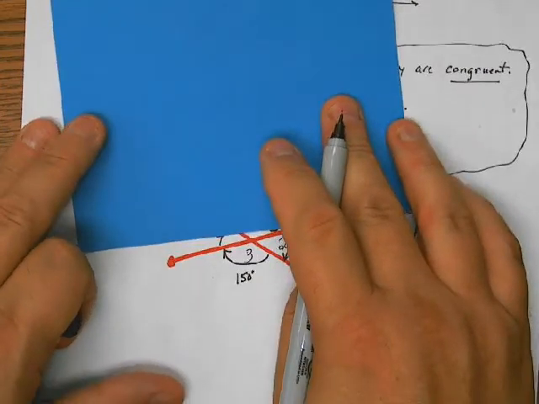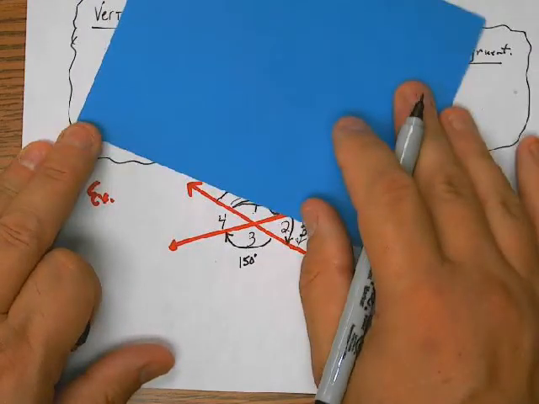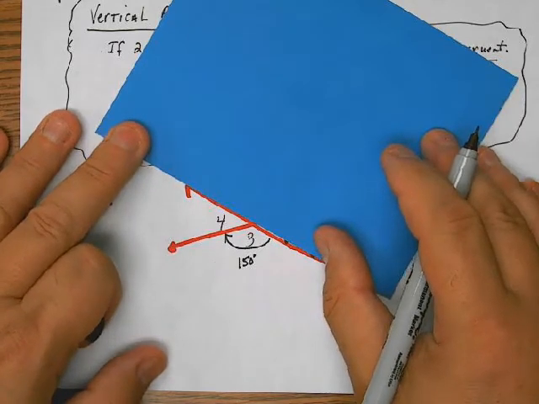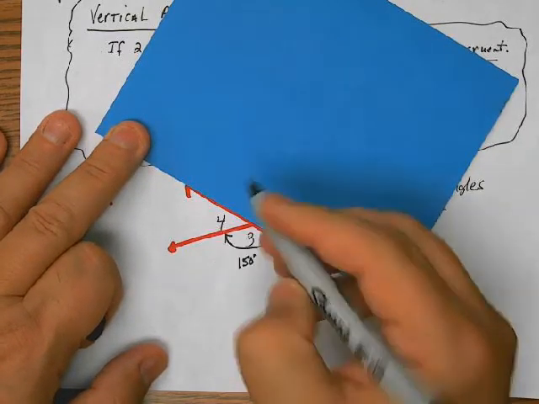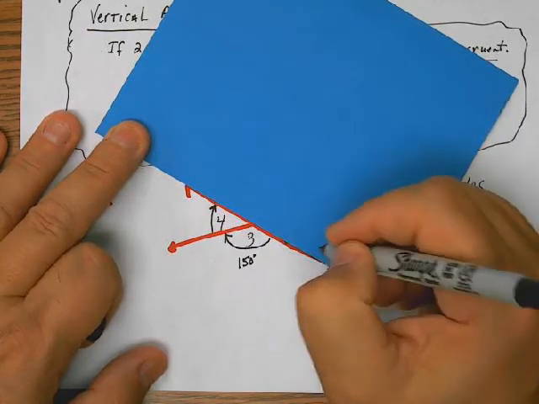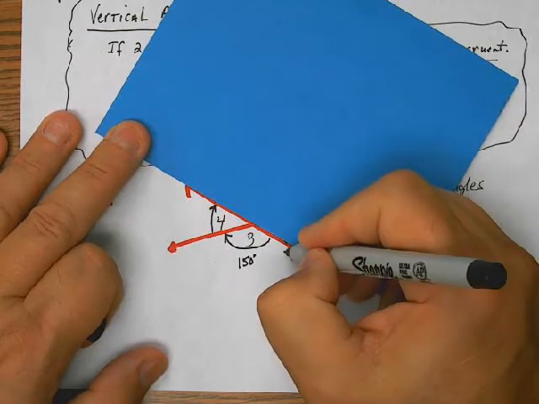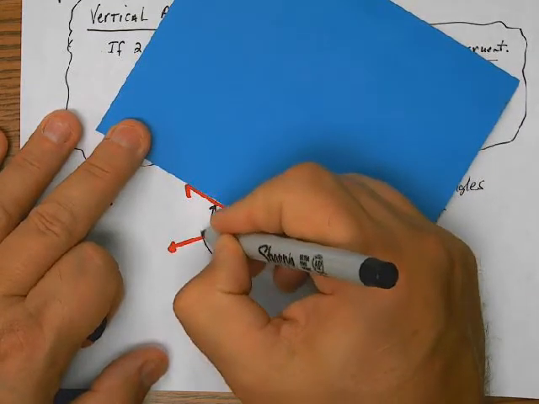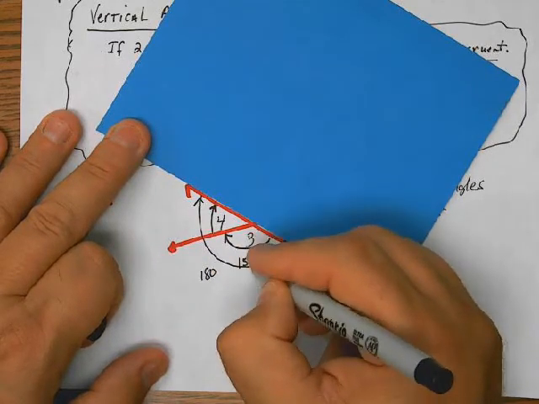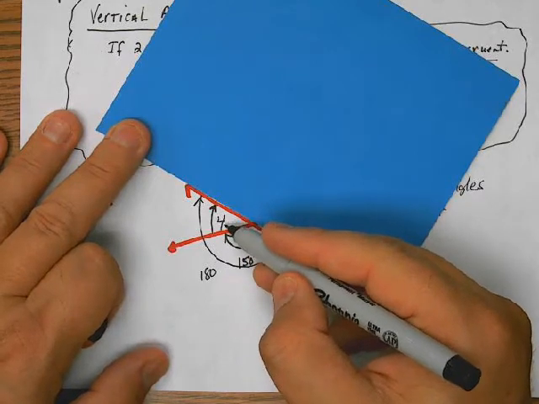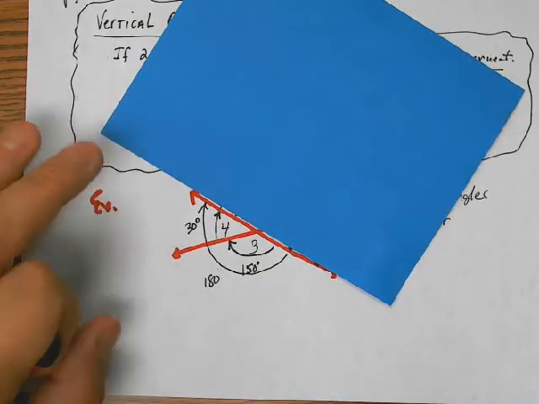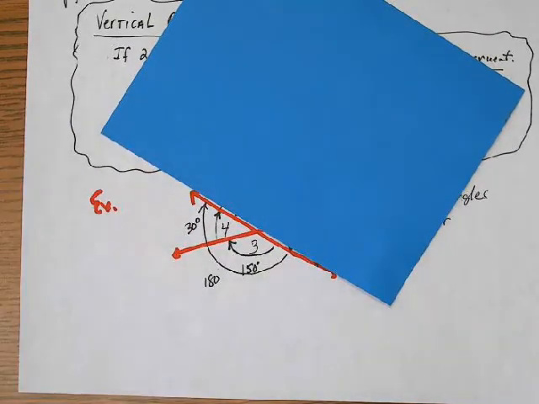Let's change your eyes again here. Now let's only look at 3 and 4. Michaela, if angle 3 is 150, what's angle 4? We know that's a straight line. So this whole thing is 180. If this one's 150, then what's left over? 30. Does that make sense? Okay.